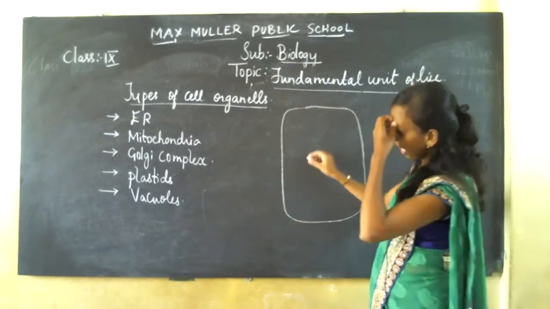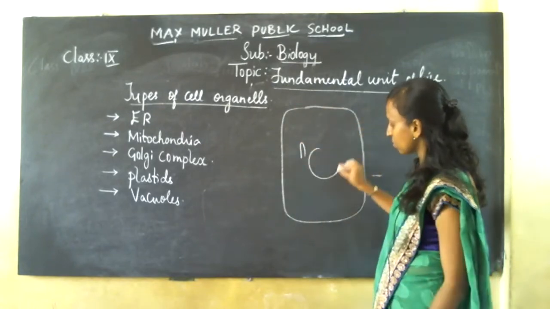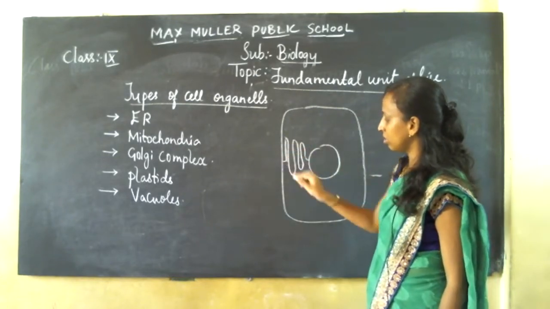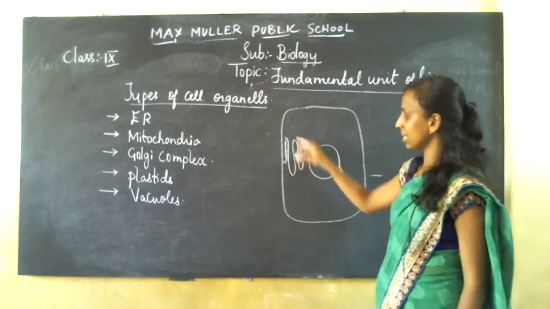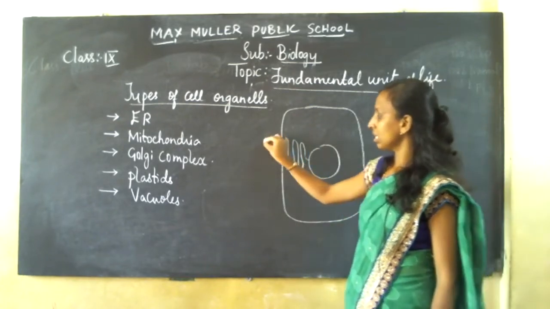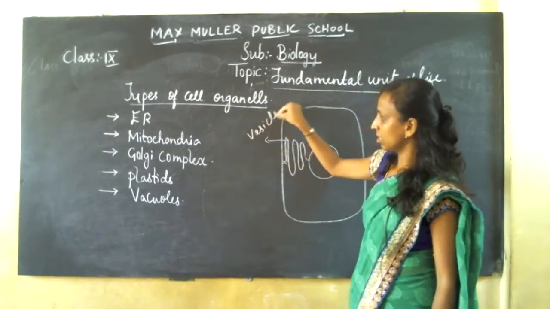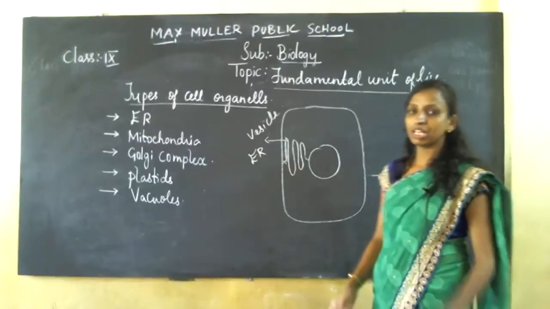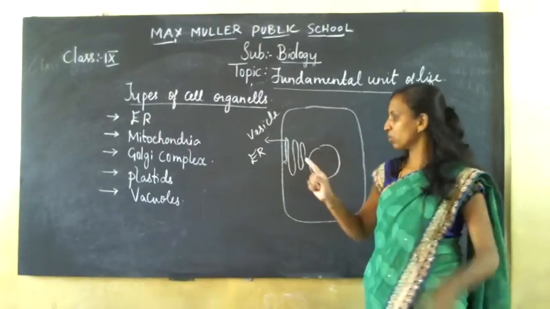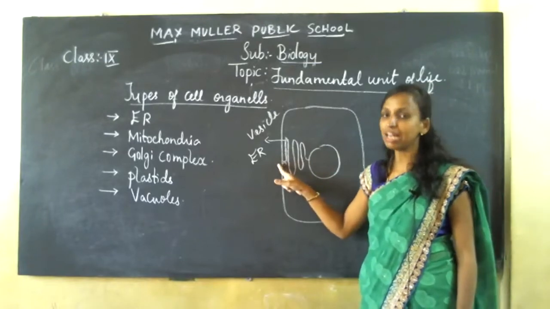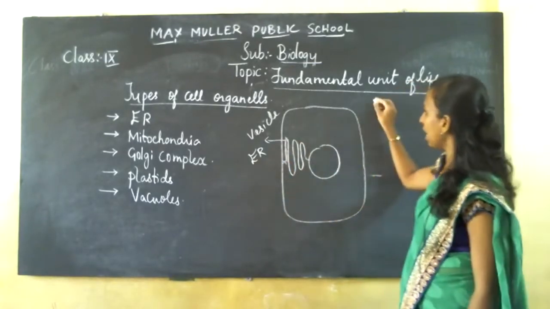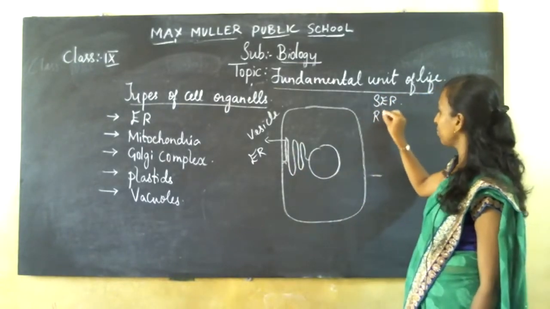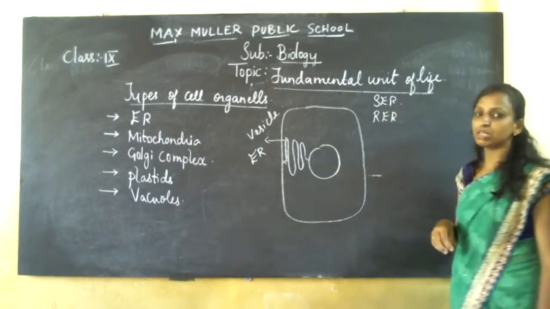Inside your cell you have an elongated nucleus. Between your nucleus and the wall of the cell, you can see a zigzag structure, a vesicle. So this is your ER, endoplasmic reticulum. This endoplasmic reticulum is the zigzag coil-like structure between your nucleus and the wall of your cell. There are two different types of ER. One is SER, smooth endoplasmic reticulum, and the other is rough endoplasmic reticulum.